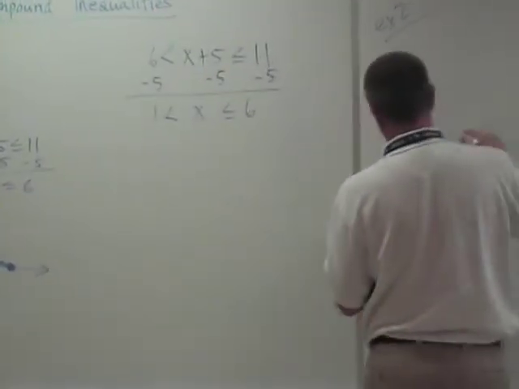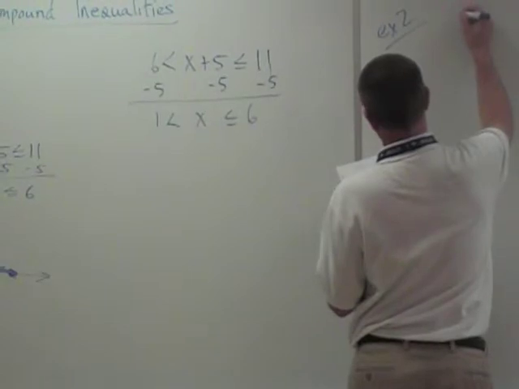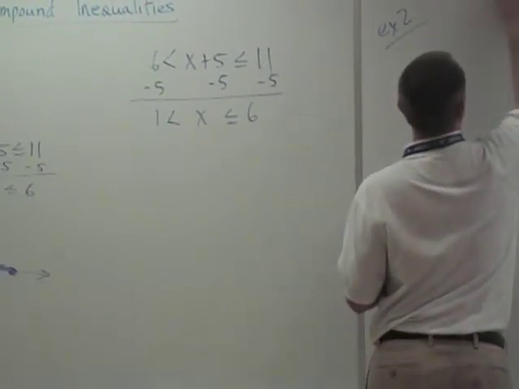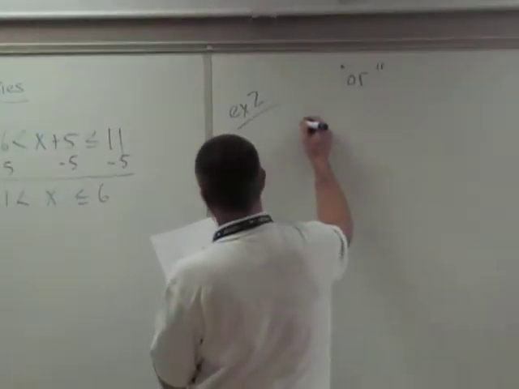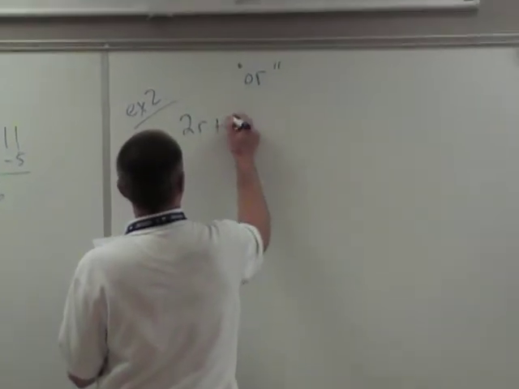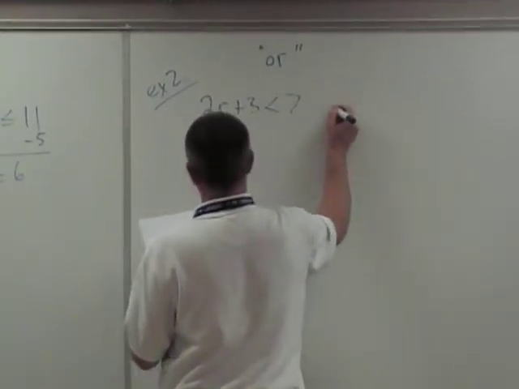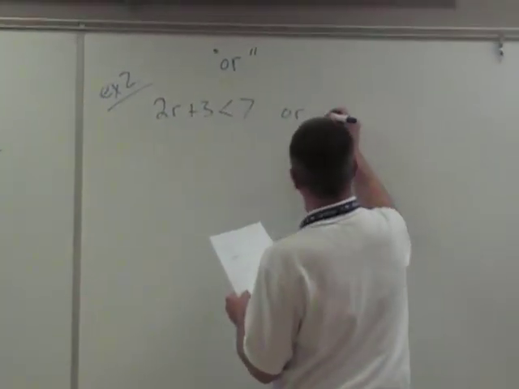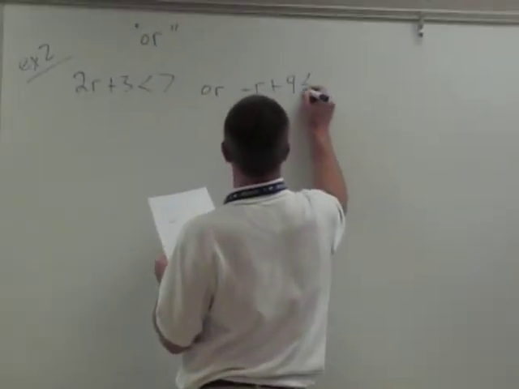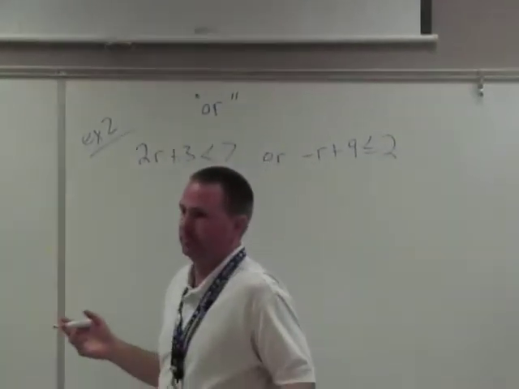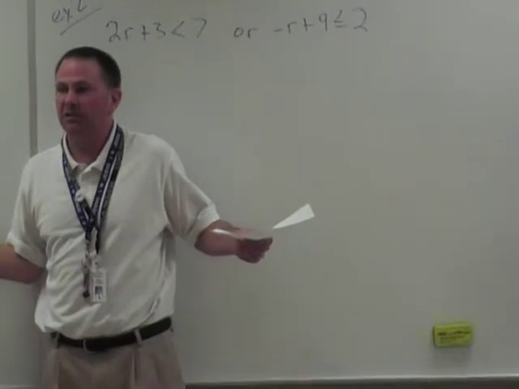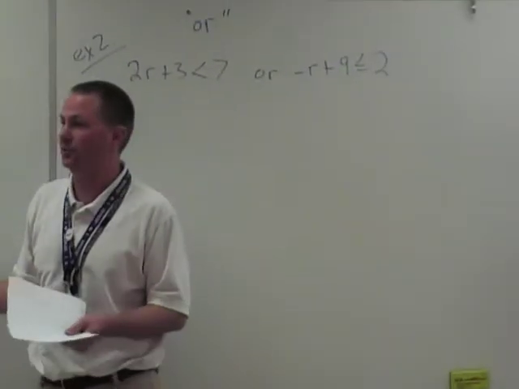I'm going to go ahead and solve these. This is an OR problem anyway. So given an OR problem, this is 2r plus 3 is less than 7, or negative r plus 9 is less than or equal to 2. This is easy because it's already split apart for you.